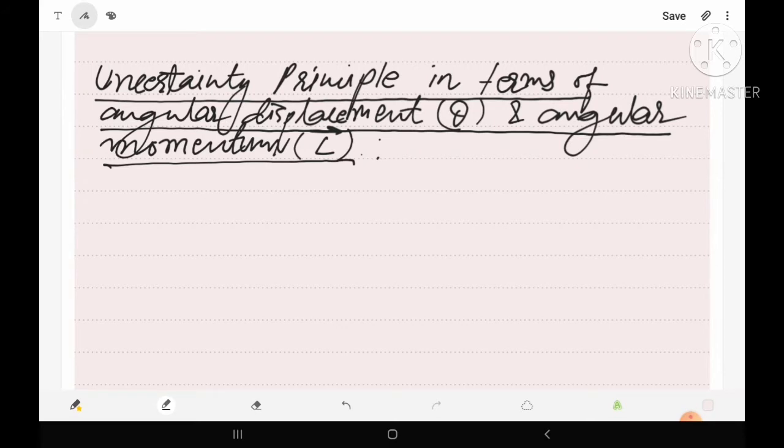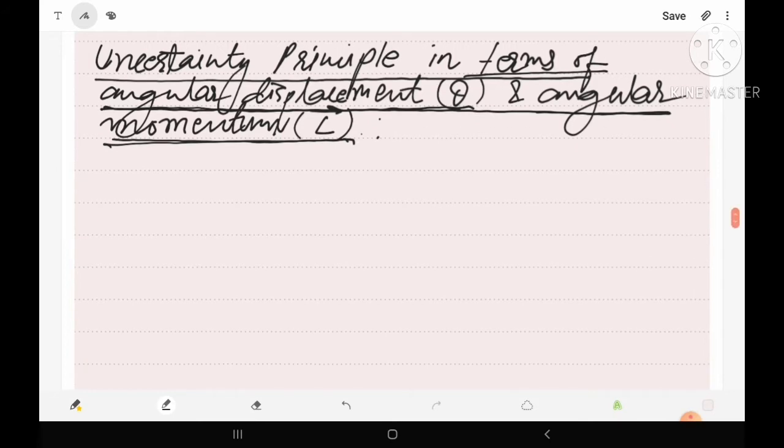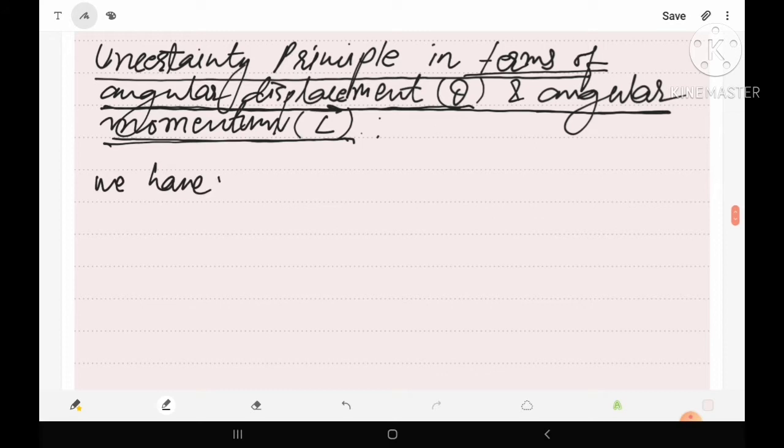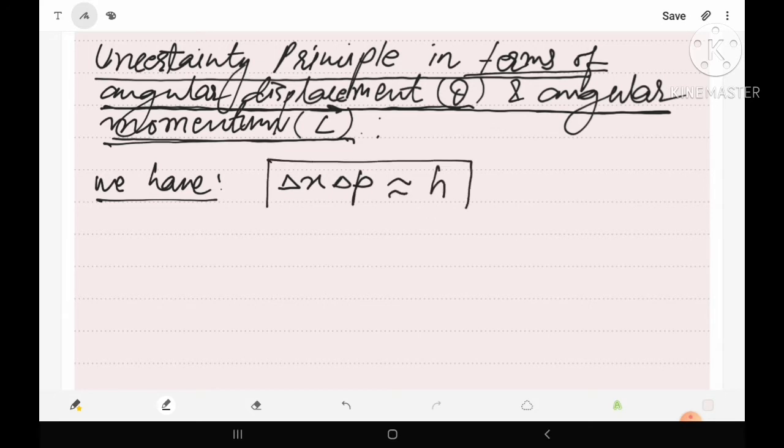And today, in this lecture, we will study the uncertainty principle in terms of angular displacement theta and angular momentum L. To prove this, we know the original uncertainty principle is found in terms of position x and momentum p, so del x del p is nearly equal to h. So this is the general relation.